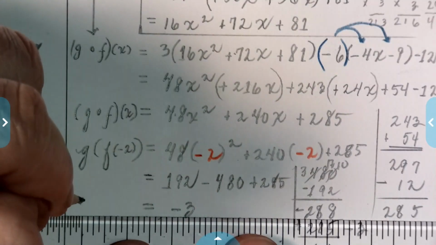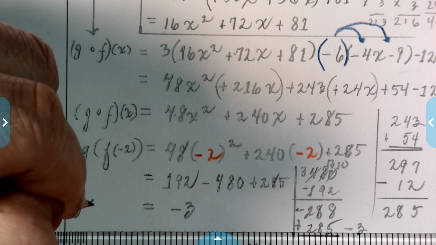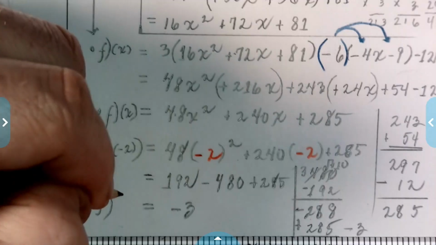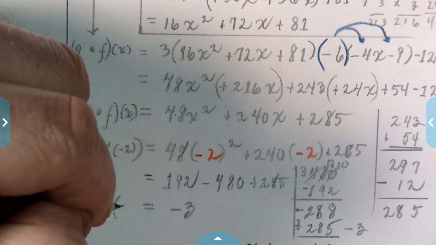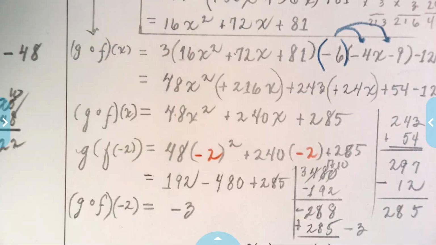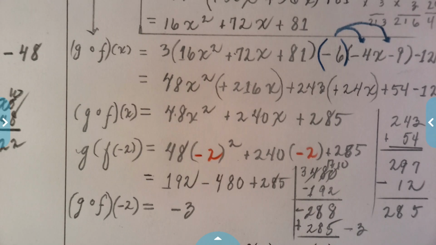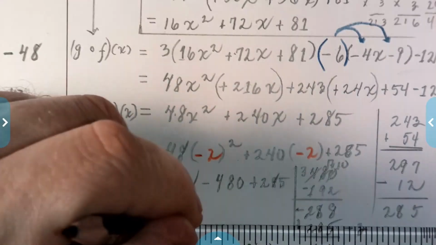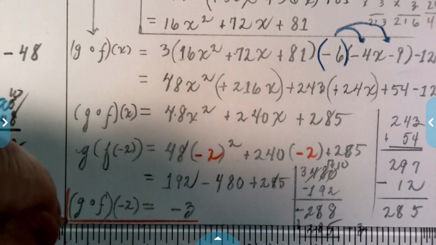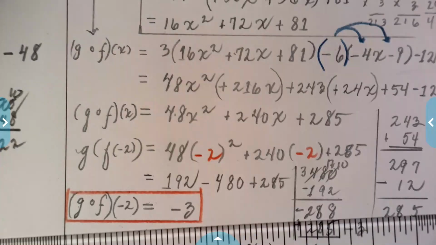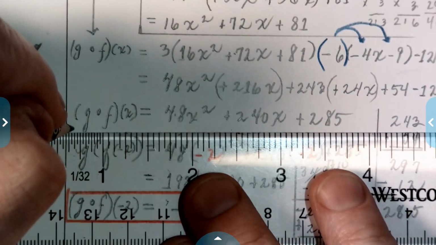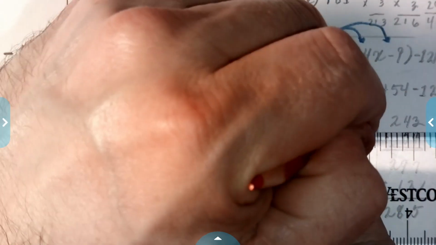So g, the composition of g and f at negative 2 is negative 3. And so to me, there are really two success stories in this problem. First is this, that you got this value. Great. But to me, I think this is the more important thing, that you were able to compose the two functions.